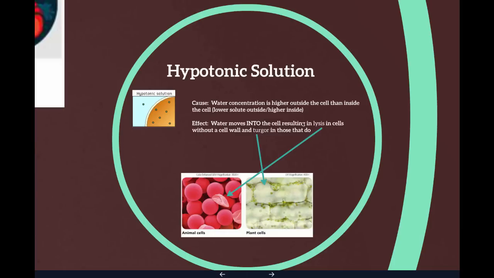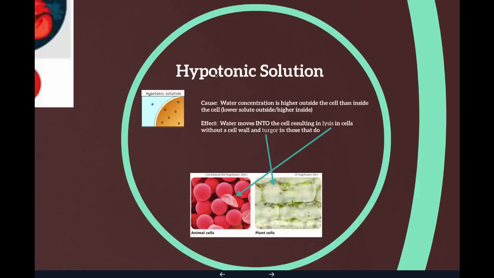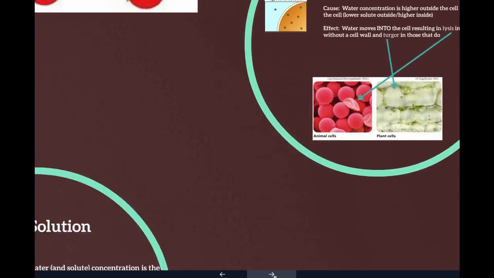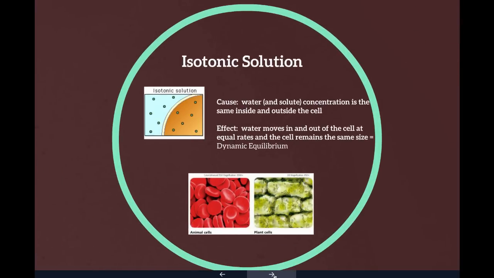Now, the way that I remember hypotonic solutions is I think hypo-hippo. I think of a hippo being big and fat, which is what would happen to the cells if they were placed in a hypotonic solution. Now, isotonic solutions, these are the ideal. And this is where water concentration and solute concentration is the same both inside and outside of the cell. And so water will move in equal portions into and out of the cell through the membrane.